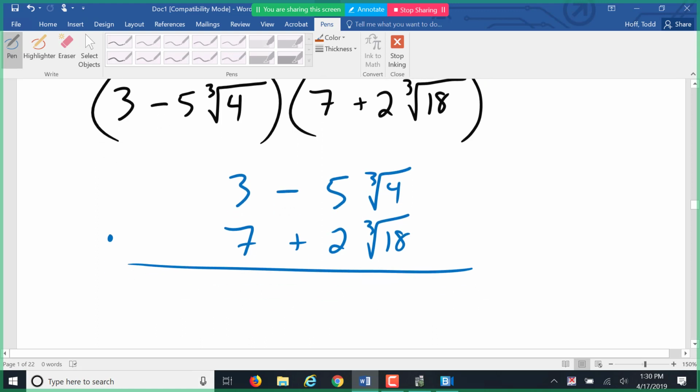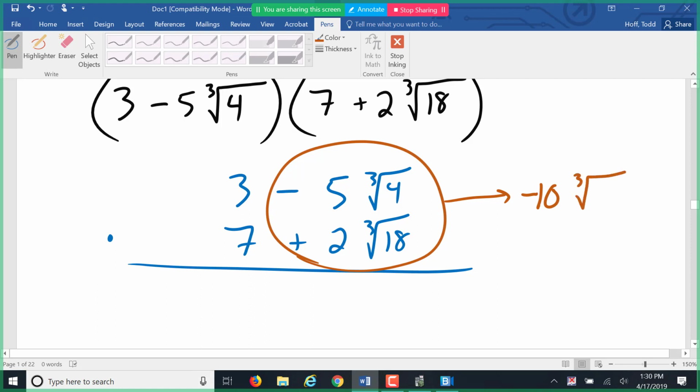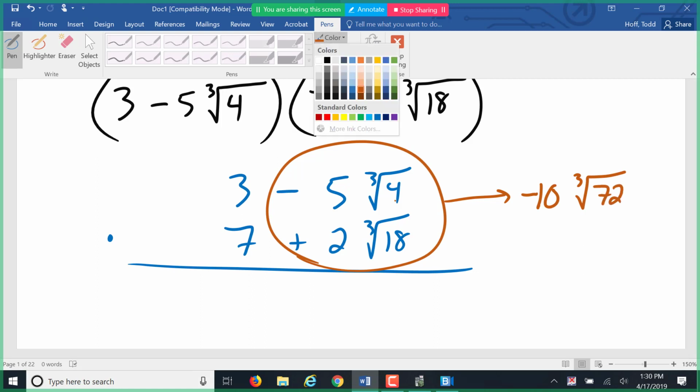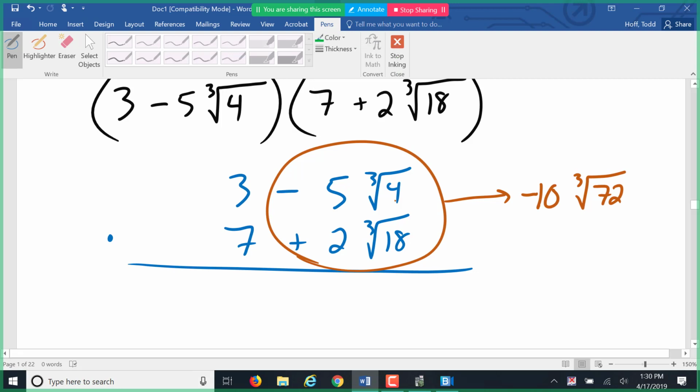So I start out with 2 times the cubed root of 18 times the negative 5 times the cubed root of 4. I'm going to do it off to the side over here. 2 times negative 5 is negative 10. The cubed root of 4 times 18 is 72. Can the cubed root of 72 be reduced at all? Yeah, 72 is 2 to the third power times 3 squared, right? Which means I can take out the 2.